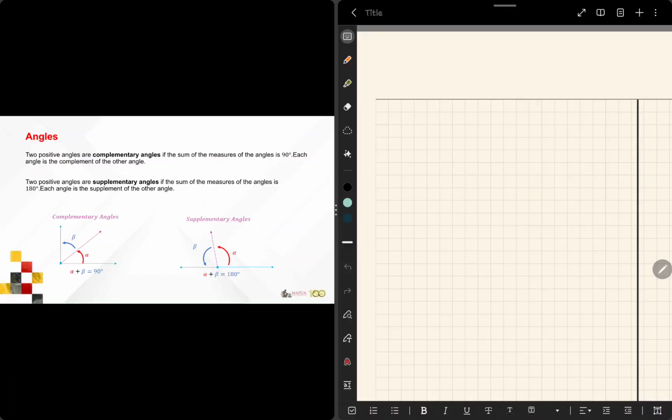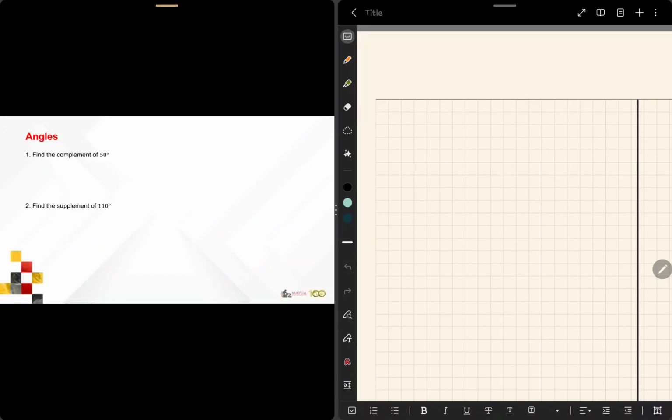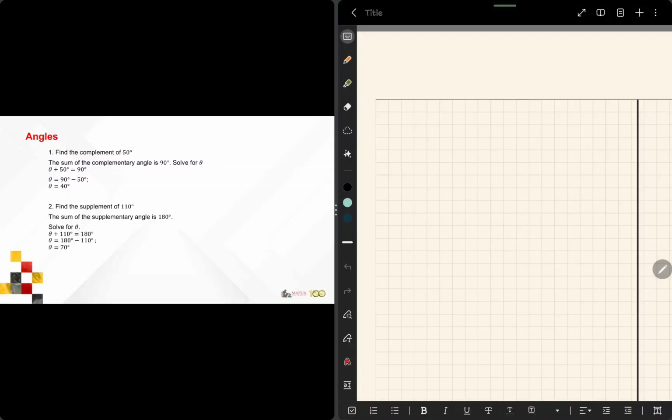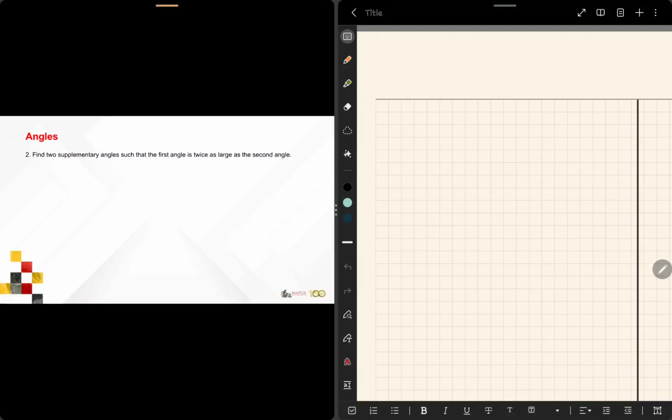So complementary angles are two angles whose sum is equal to 90 degrees, while supplementary angles have a sum equal to 180 degrees. For example, we have to find the complement of 50 degrees. All we have to do is subtract 50 from 90, which gives us 40 degrees. For the supplement of 110 degrees, we simply subtract 110 from 180. We get our supplementary angle, which is 70 degrees.